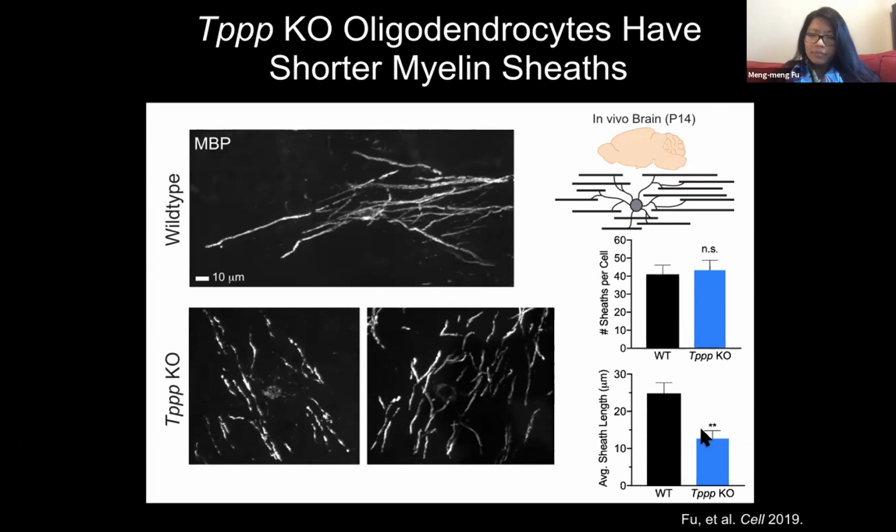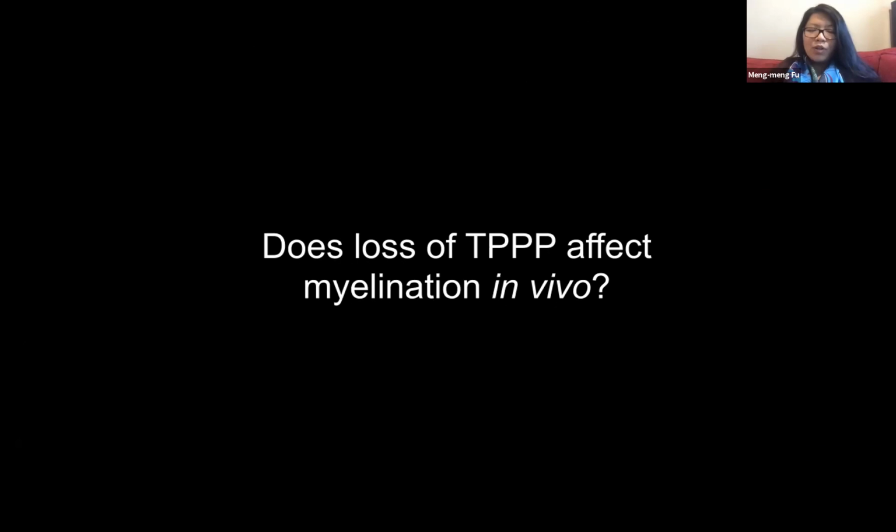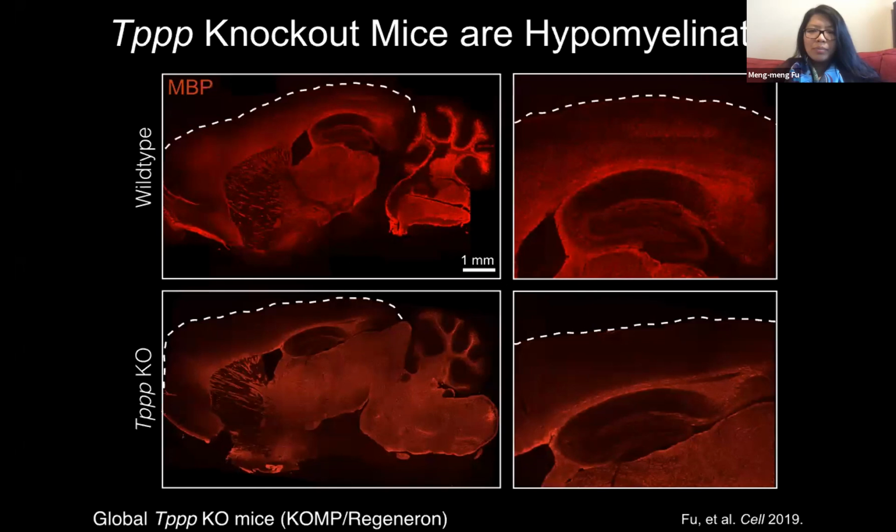So I mentioned that these cells are cultured from TPPP knockout mice. So next we want to go to the level of the animals and ask whether loss of TPPP also affects myelination in vivo. Staining the brains using MBP as a marker for myelin, we can see that the TPPP knockout animals have more diffuse and lighter staining with MBP, especially if we focus on regions like the cortex and the hippocampus in comparison to the wild type mouse. This is a 3-month-old adult mouse, and we can see that these animals have very little MBP, and at 3 months, it does not seem that they're able to compensate for the lack of TPPP.